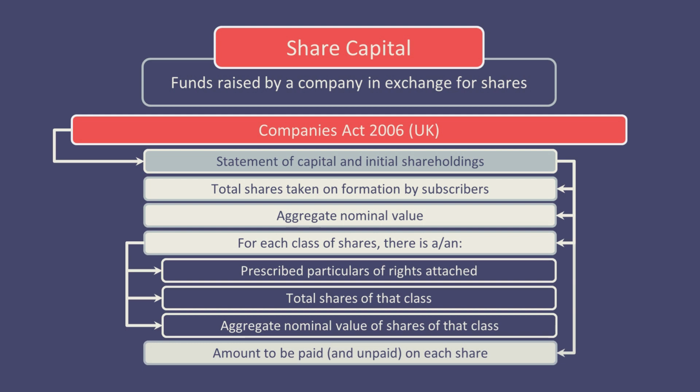The statement of capital and initial shareholdings must also have the following information about the subscribers: the number of shares and their nominal value, and the class taken by the subscriber on formation, the amount to be paid up, and if relevant, the amount unpaid on each share.